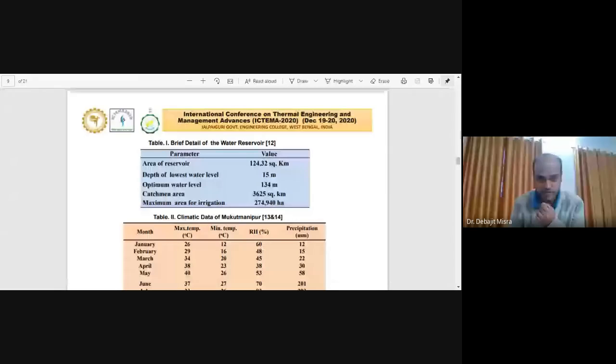Of Mukutmanipur, the area of the reservoir is 124.32 square kilometers, with depth, water level, and maximum irrigation area is 700. So that's considering area, it is only a plant at Mukutmanipur.